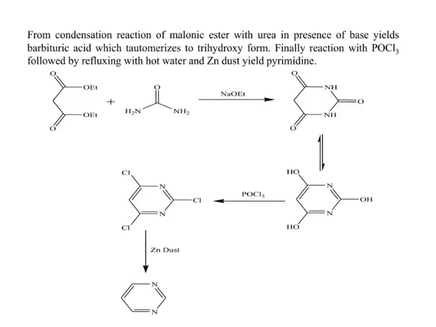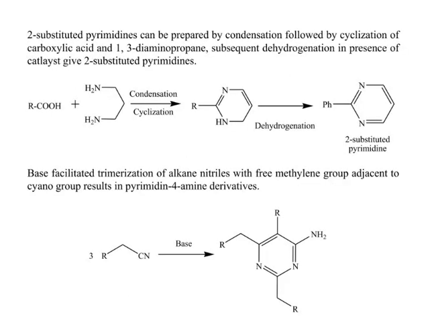Now condensation reaction of malonic ester with urea in presence of base yields barbituric acid. You have already read in part 2, which tautomerizes to the trihydroxy form. Finally, reaction with phosphoryl chloride followed by refluxing with hot water and zinc dust yields pyrimidine. So you can see here the reaction scheme and formation of pyrimidine.